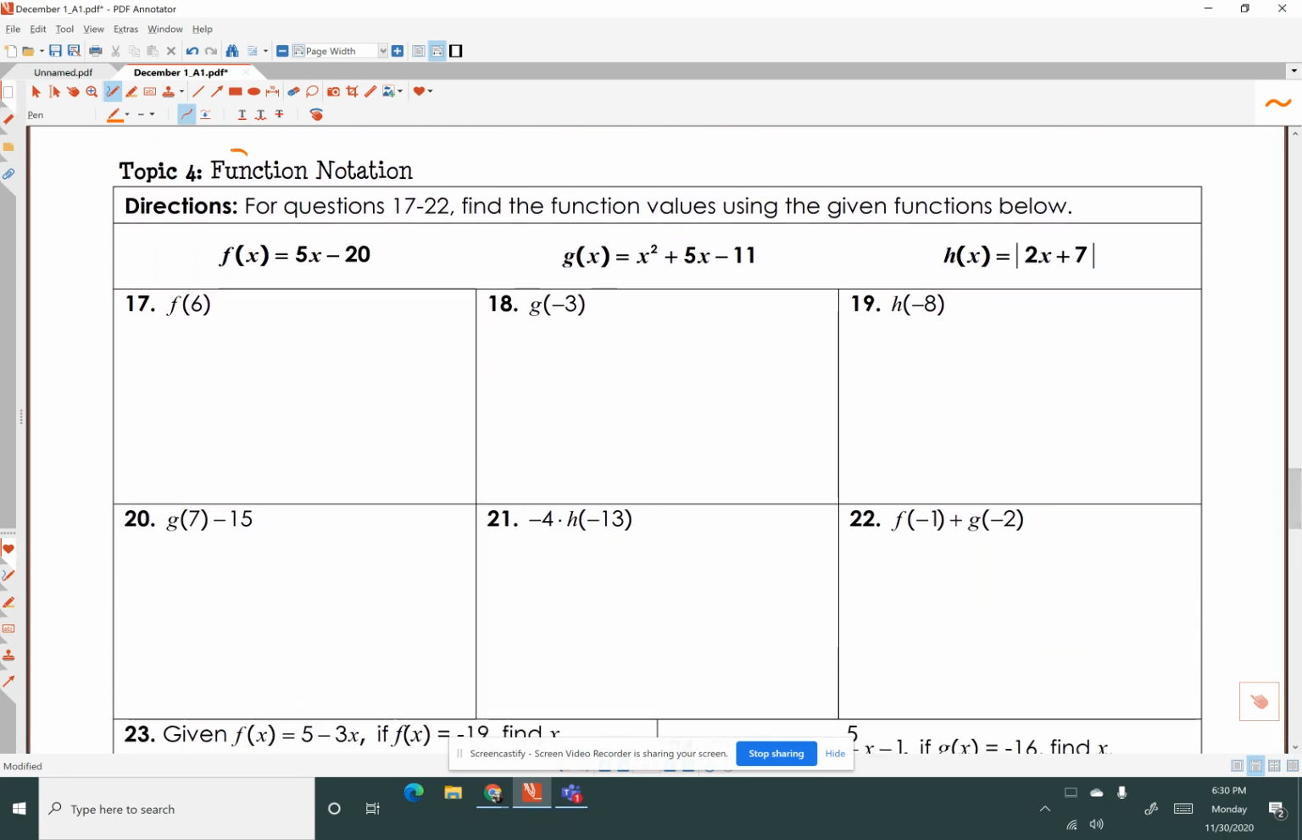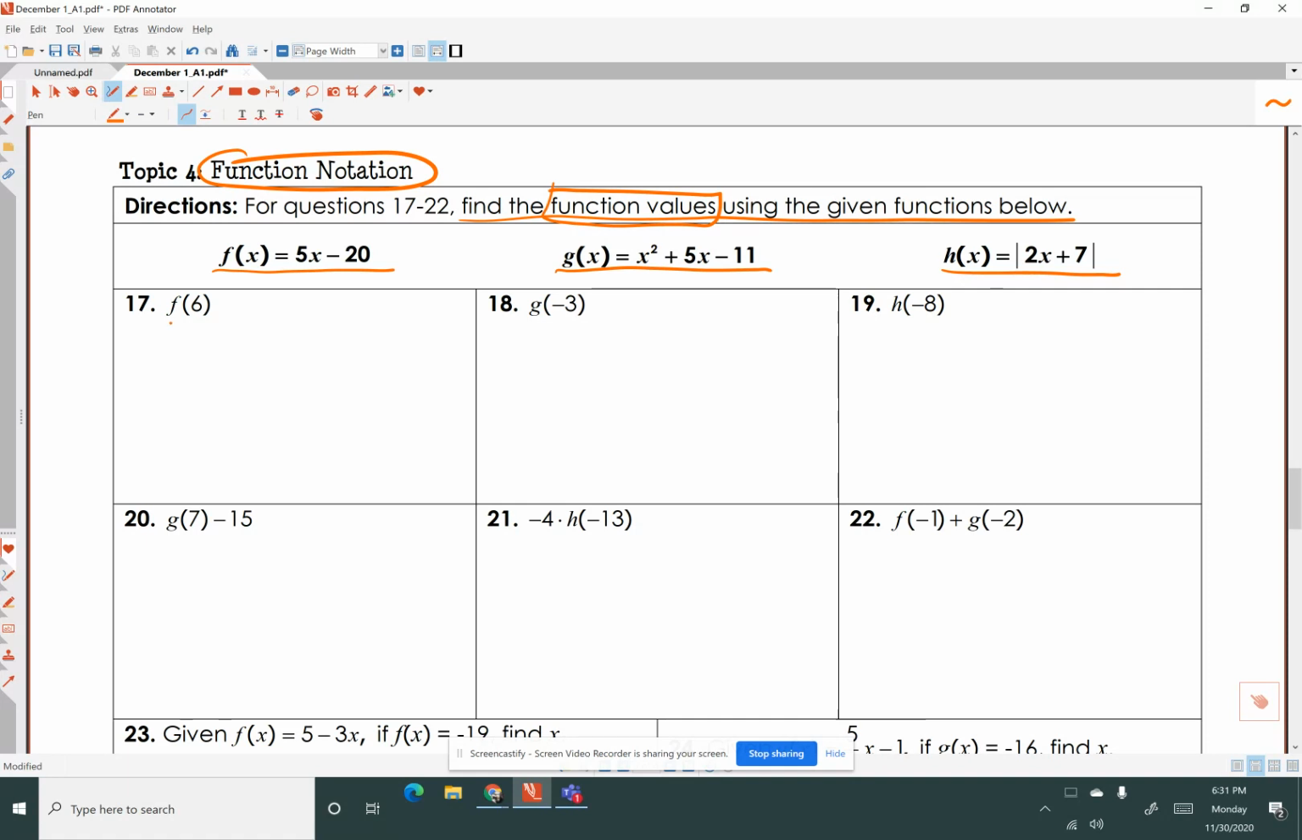So the first topic we're looking at today is function notation. And we have three functions here: f of x, g of x, and h of x. And it says, find the function values using the given function below. So if we want to find function values, that means we're going to be doing some substitution for x.